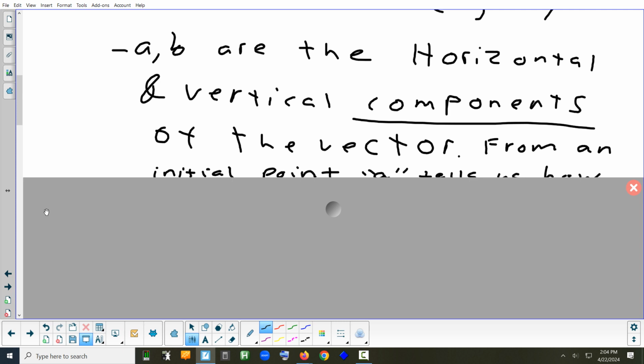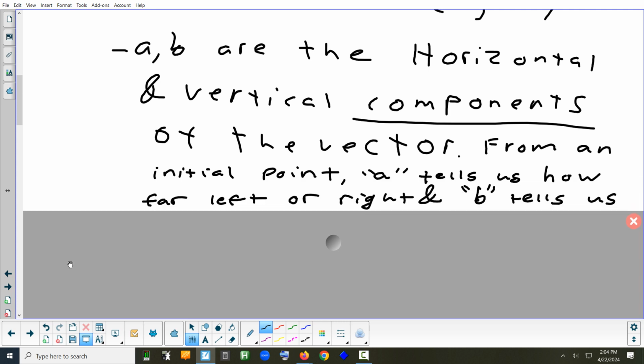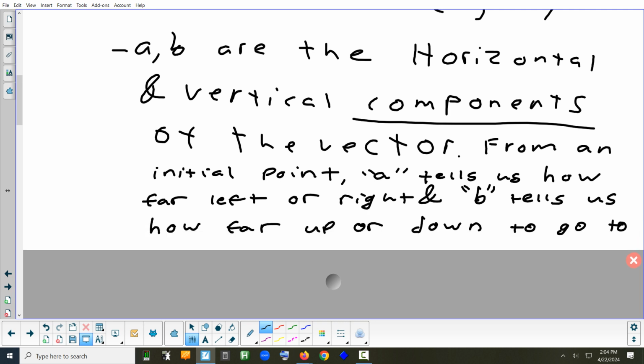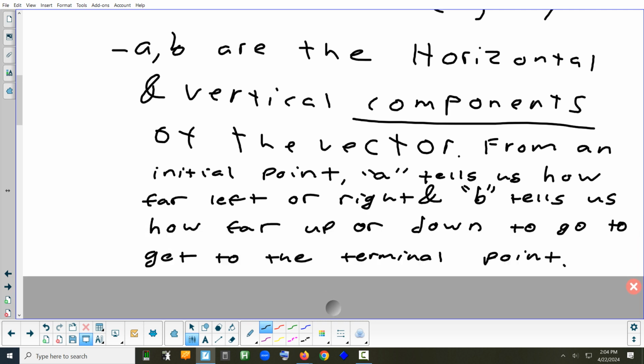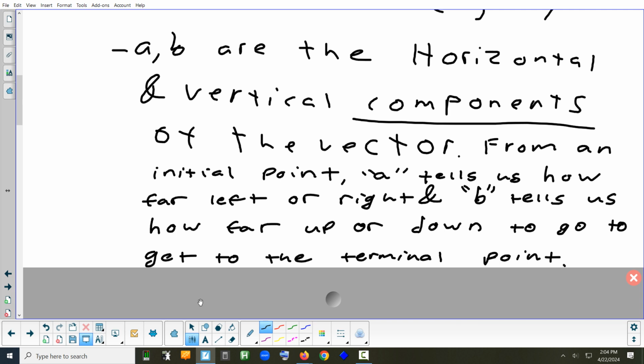So the A and the B are what we call the horizontal and the vertical components. Essentially, A tells you to go left or right. B tells you up or down. So A is all about left or right. B, up or down.